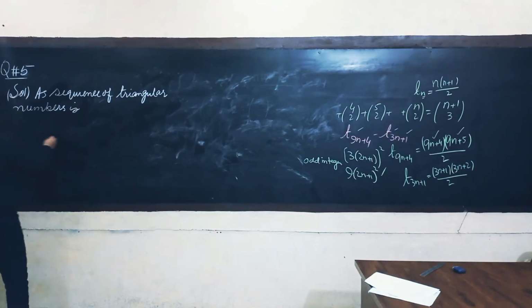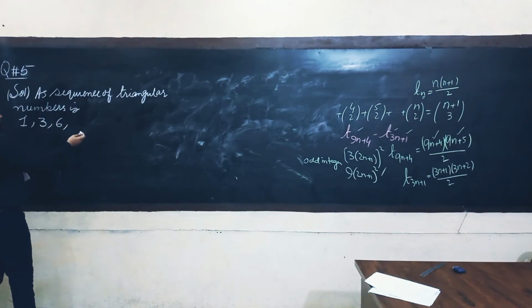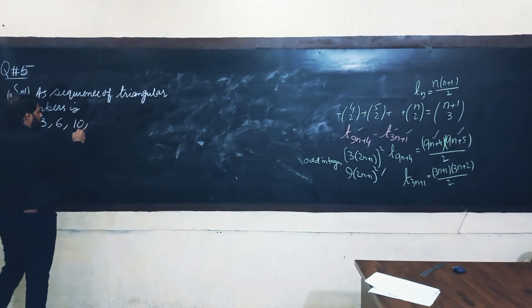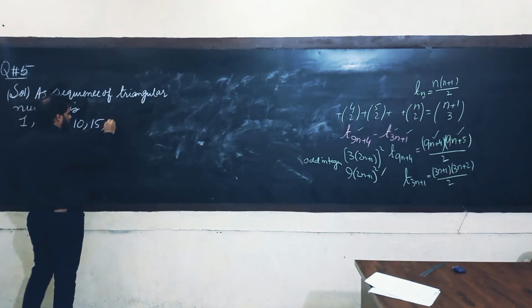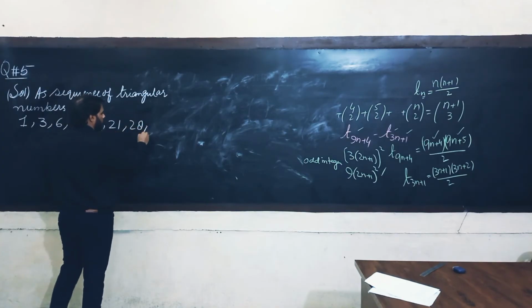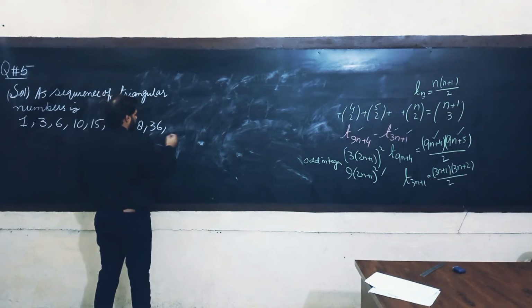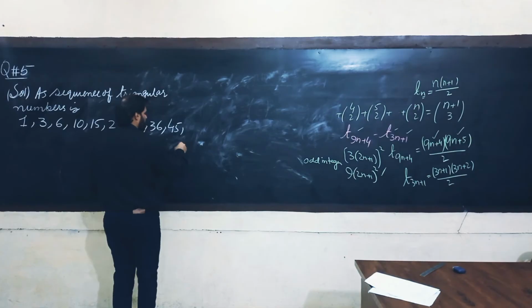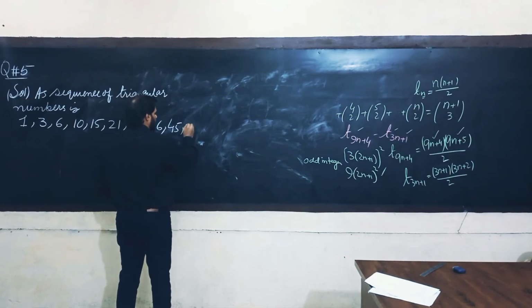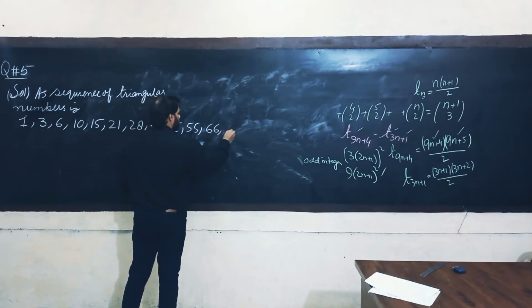The sequence is given by the first number, 1. The second one is 1 plus 2, that is 3, the third one is 1 plus 2 plus 3, that is 6, the next one is 6 plus 4, that is 10, 10 plus 5 is 15, next one is 21, 21 plus 7 is 28, 28 plus 8 is 36, 36 plus 9 is 45, 45 plus 10 is 55, the next one is 55 plus 11, 66, and so on.